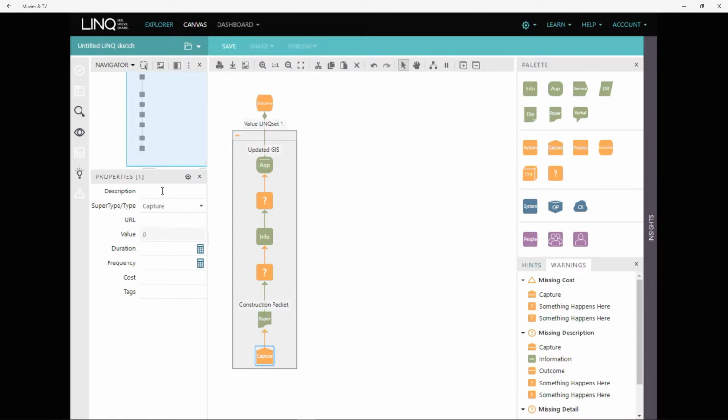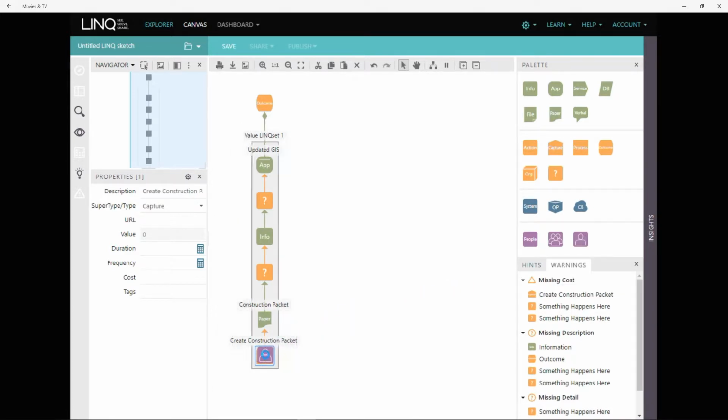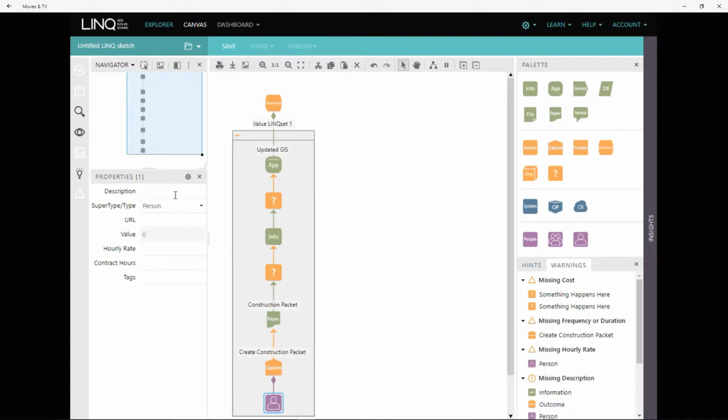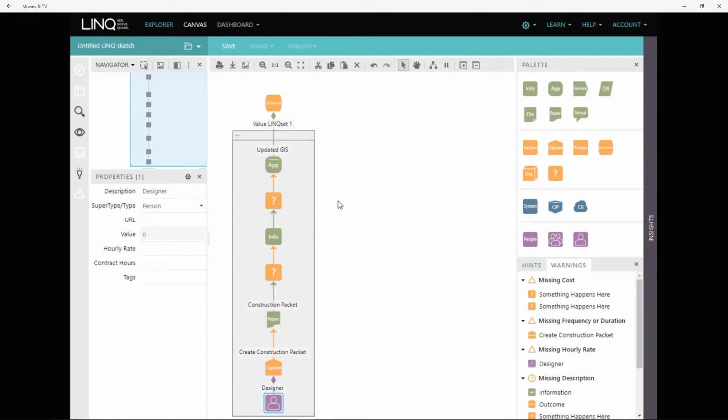And then we'll start by working with the initial capture. And in this initial capture, we're creating a construction packet. We can add an individual to this to say this person is actually doing this bit of work. In this case, we're going to call them a designer. And then we can also put in here an hourly rate for that individual. In this case, we're going to say that the designer is worth about $75 an hour. And then we'll go to the action.